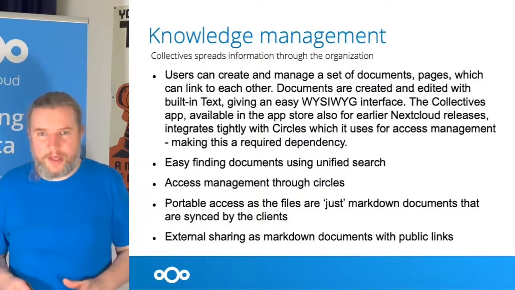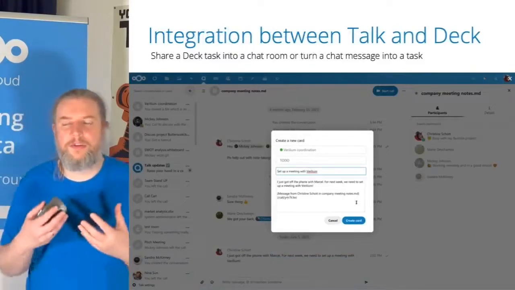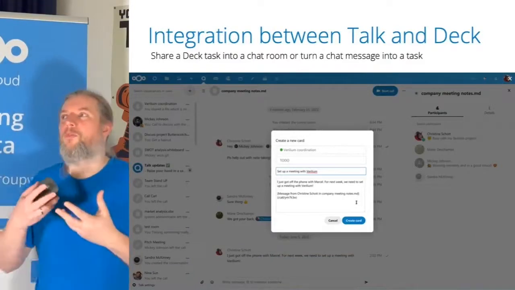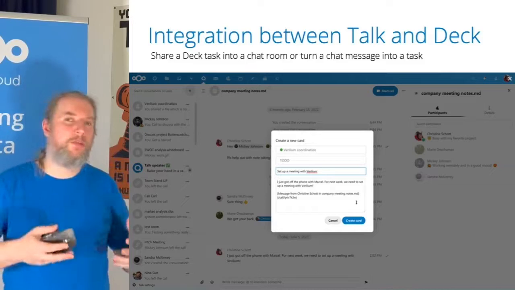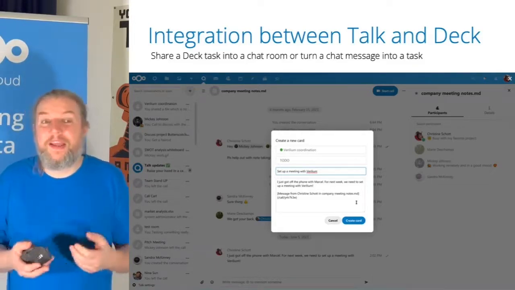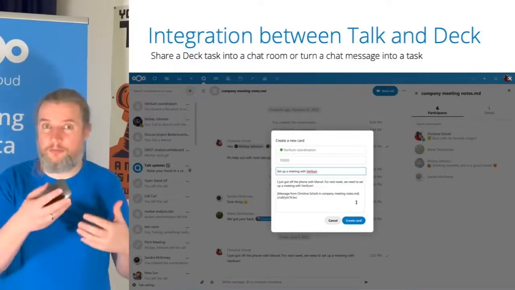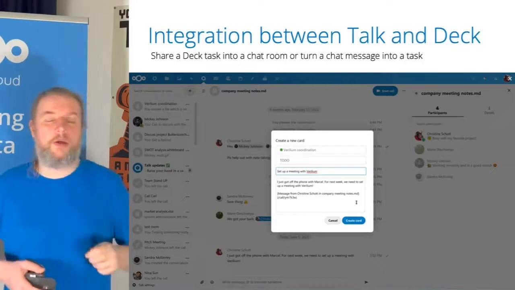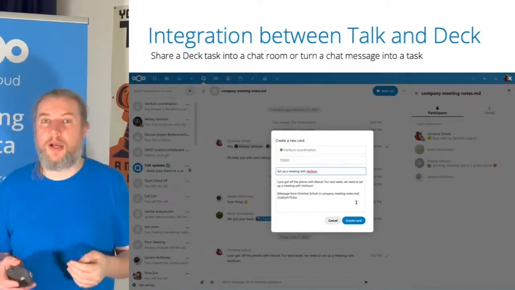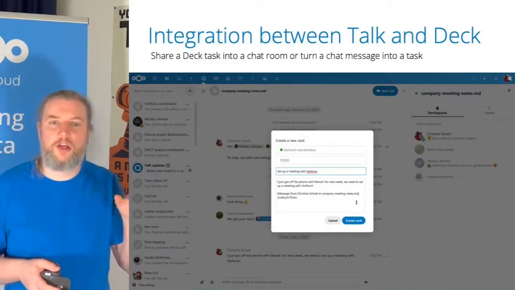Now, the next thing I want to talk about is really a thing about the whole being more than the sum of the parts. You might know that saying, and that's what this is about. It's about integration between Talk and Deck. Talk is our audio-video chat platform. Deck is a Nextcloud app that lets you manage tasks, Kanban style. So you have these cards, and each card is a task.